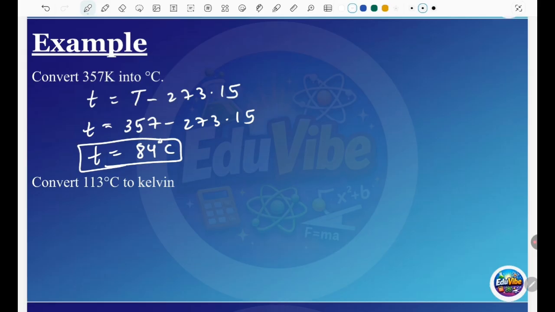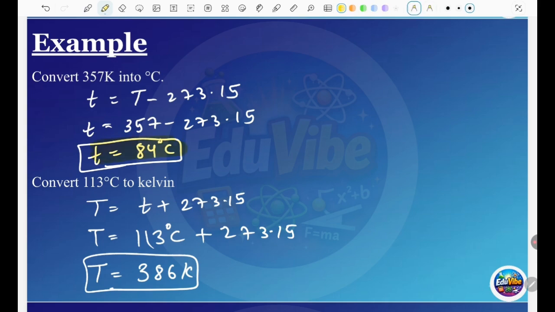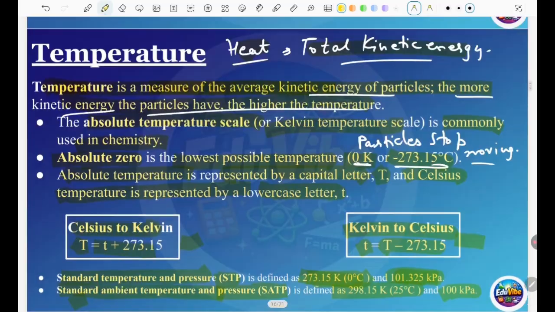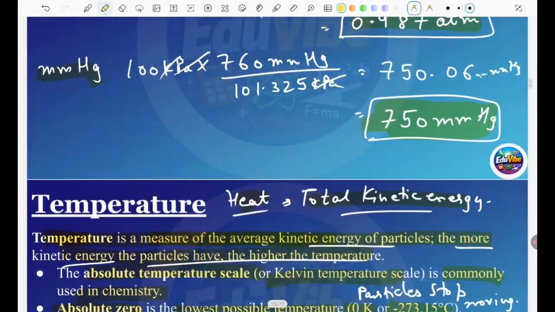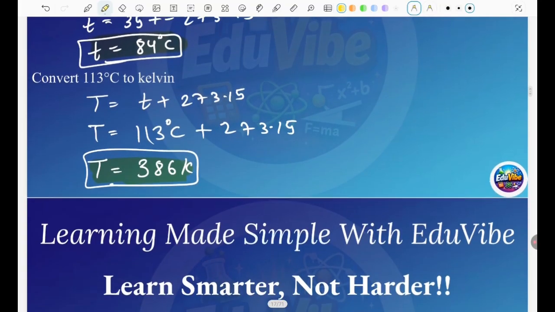Now Celsius to Kelvin. T is equal to t plus 273.15. So 113 degrees Celsius plus this value gives about 386 Kelvin. Those are the two things you have to do for Celsius to Kelvin and Kelvin to Celsius. This and the pressure conversion you have to know now, because we use them frequently in the upcoming lessons. That's all for this lesson.